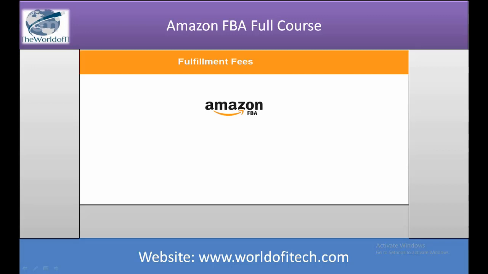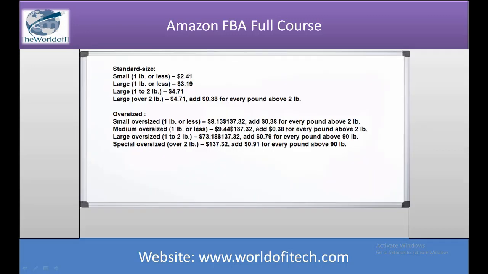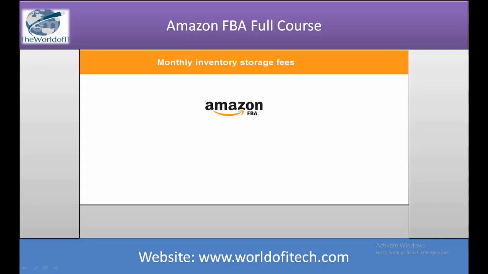First one, fulfillment fees. This fee is charged per unit and includes packing, shipping and handling, customer service, product returns. This too is divided into two categories, each with four subcategories: standard size, oversized.